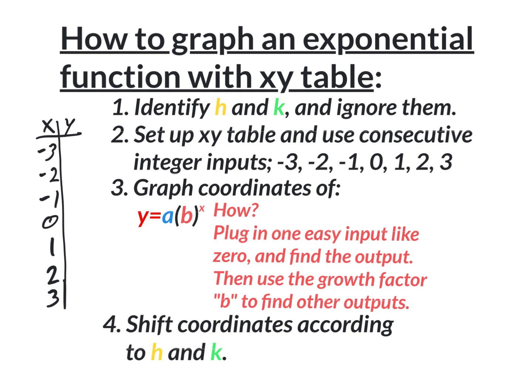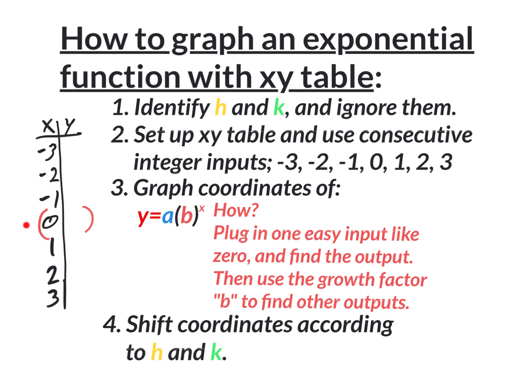You plug in one easy number like 0. Plug in 0 into the x, do the math, and you'll get a number out here, and that'll be your first output. That'll be your first coordinate. And then, instead of plugging in more inputs, what you could do is use that output and modify it according to your growth value of b. So whatever this number is, you multiply it by that b value, multiply it by that b value, and you'll have your other outputs, and you have a bunch of coordinates. We'll actually do this in a little bit. Right now, I just want to describe the steps.